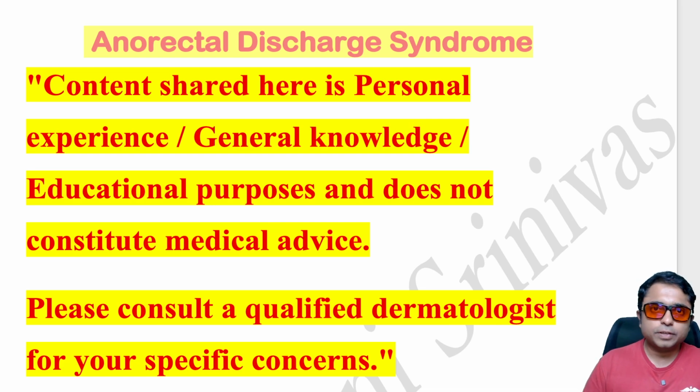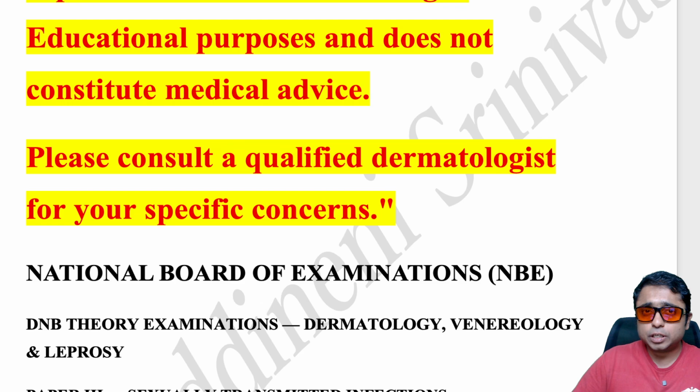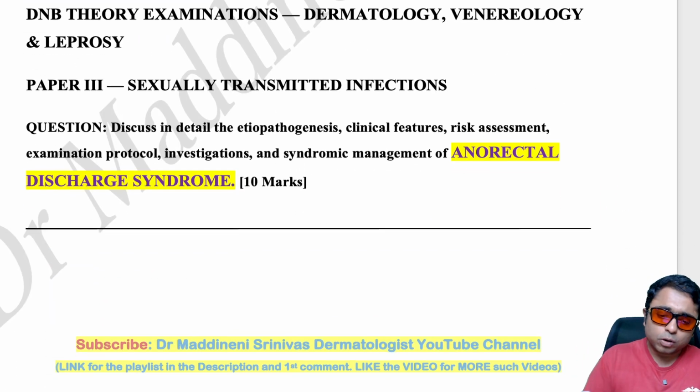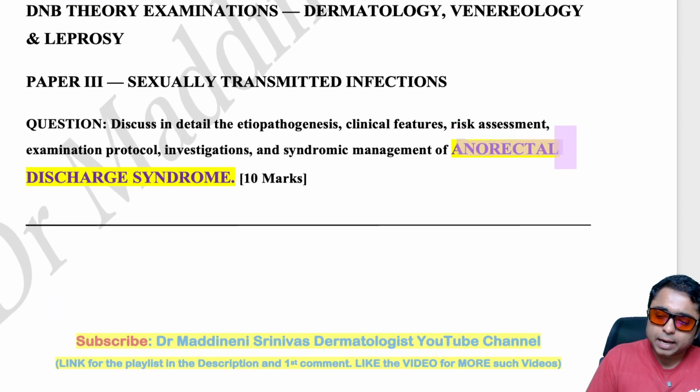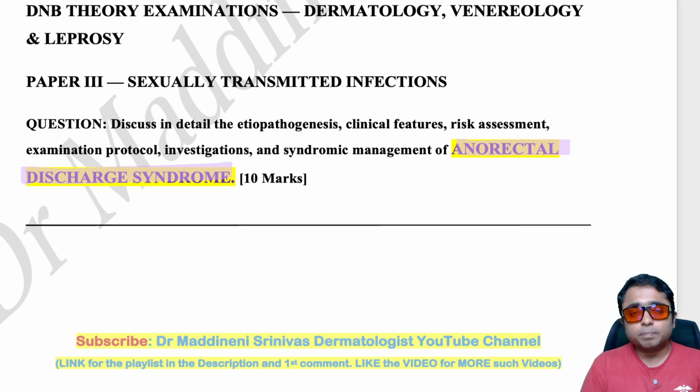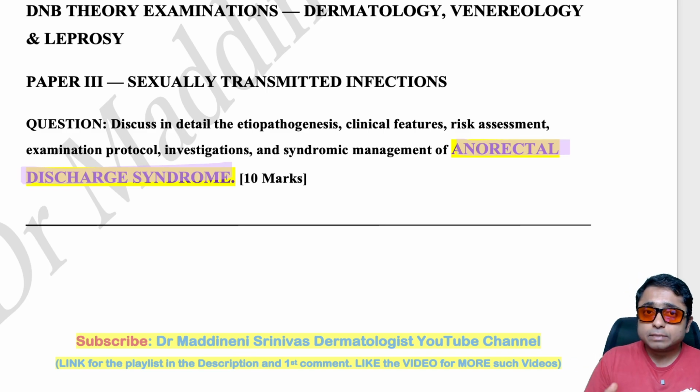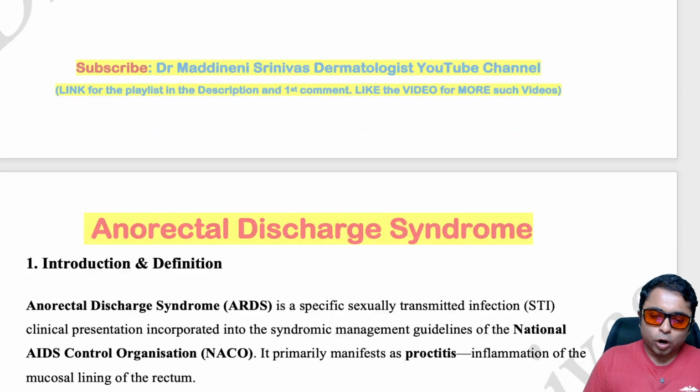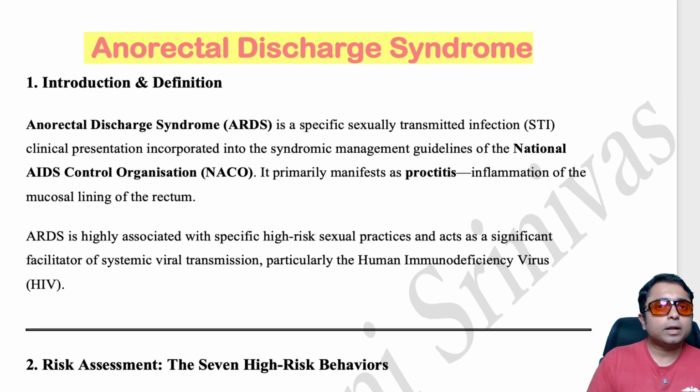Let us begin the discussion without any further delay. This topic was asked as a theory question in the DNB examination in December 2025, and what was asked was simply anorectal discharge syndrome for 10 marks. So you must know what headings you should write and what you need to definitely mention under each, so that you get a good score. We are going to see all the important points related to anorectal discharge syndrome. Watch this video till the end.